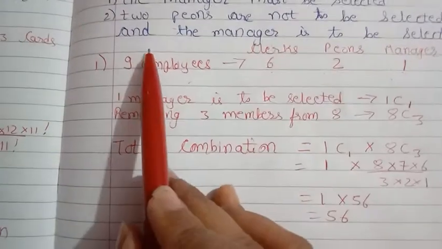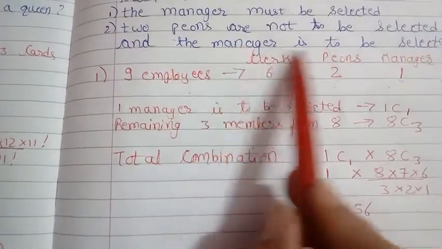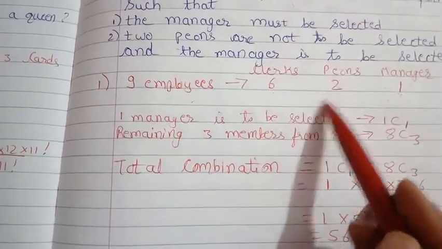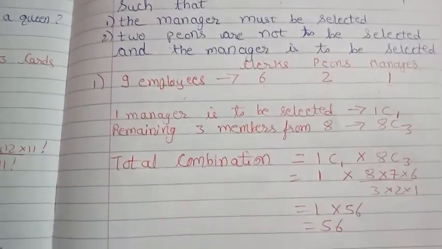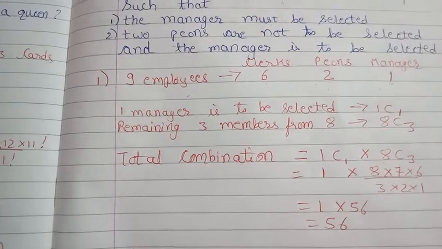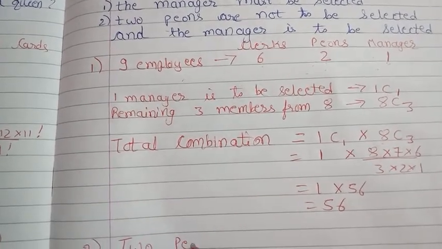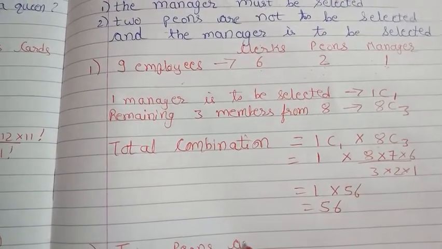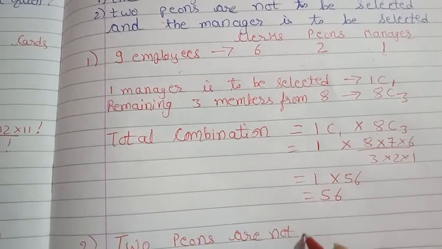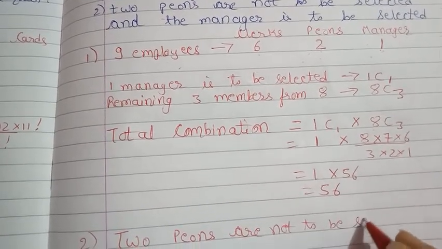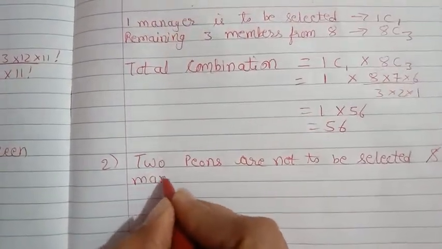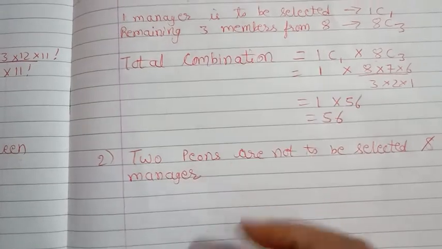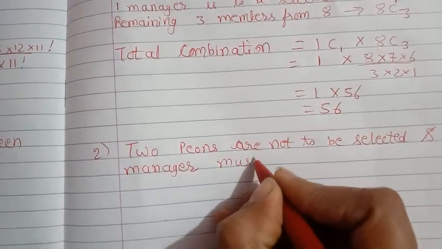Now second question we'll take here, that is 2 peons are not to be selected, that is these peons we don't have to select, and manager is to be selected. So the condition here is 2 peons are not to be selected and manager must be selected.